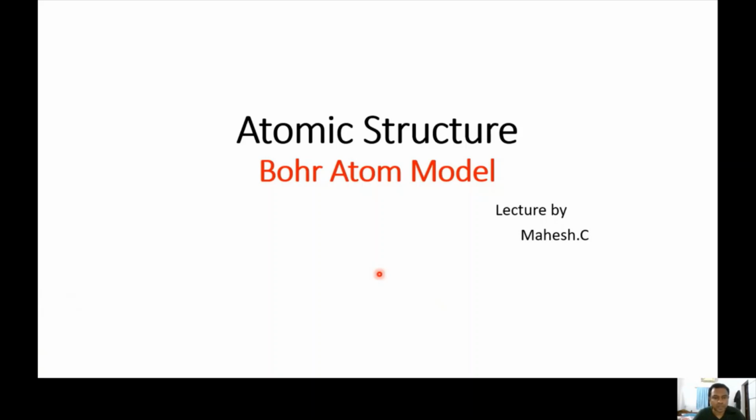Our topic is atomic structure. We know that an atom consists of subatomic particles like protons, neutrons, and electrons. The arrangement of these inside the atom is known as atomic structure or structure of an atom. Many theories and models were proposed by various scientists. Out of that, one of the most important models is known as the Bohr atomic model. We are going to discuss that.